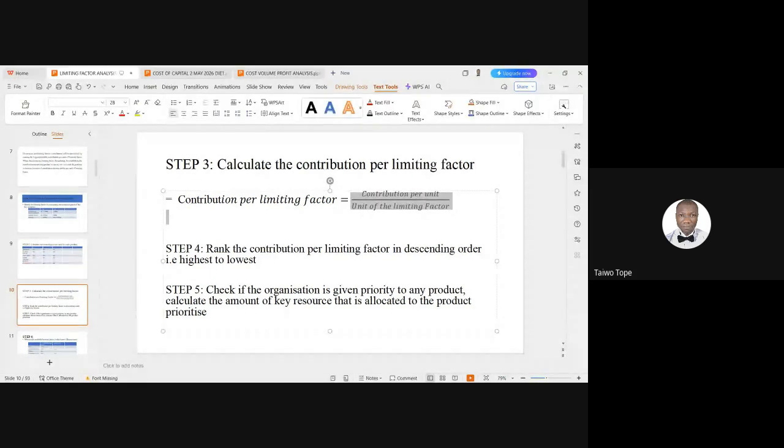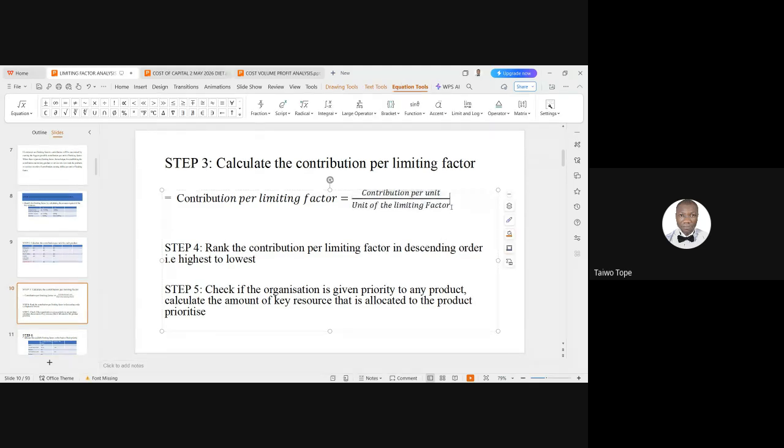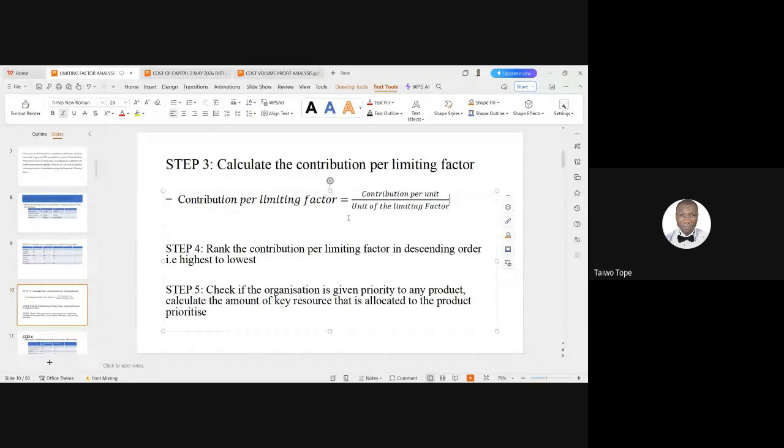One. So you convert the limiting factor. If you have the limiting factor as a whole, you get a unit of it. Then you divide your contribution per unit by the unit of the limiting factor. Now, once you do that, the next step is for you to rank which product is giving you the highest contribution, which product is giving you the least contribution.